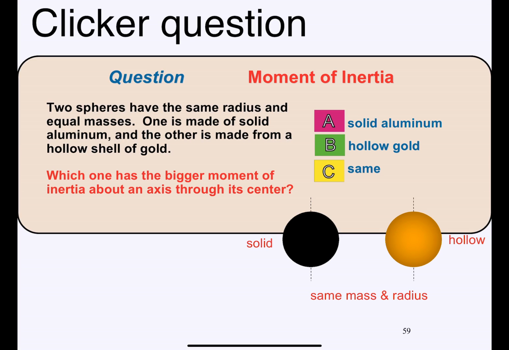All right, another conceptual question. Two spheres have the same radius and equal masses. One is made of solid aluminum and the other is made from a hollow shell of gold. Which one has a bigger moment of inertia about an axis through its center? Same mass, same radius. One is hollow, one is solid.